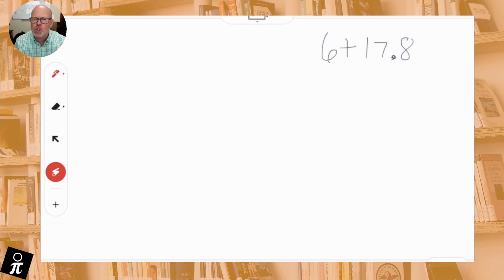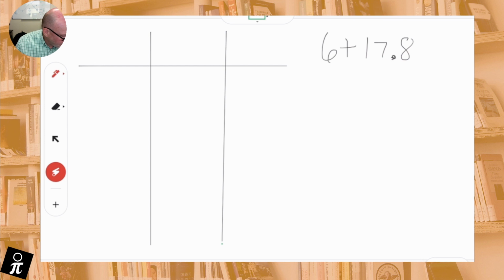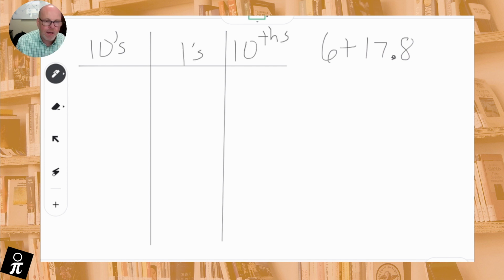I'm going to make this one super fast. 6 plus 17.8. All right, so let's make our place value chart. And this time I only need 3 columns. And so let's go, and what do we need? Well, we need tens, we need ones, and we need tenths.